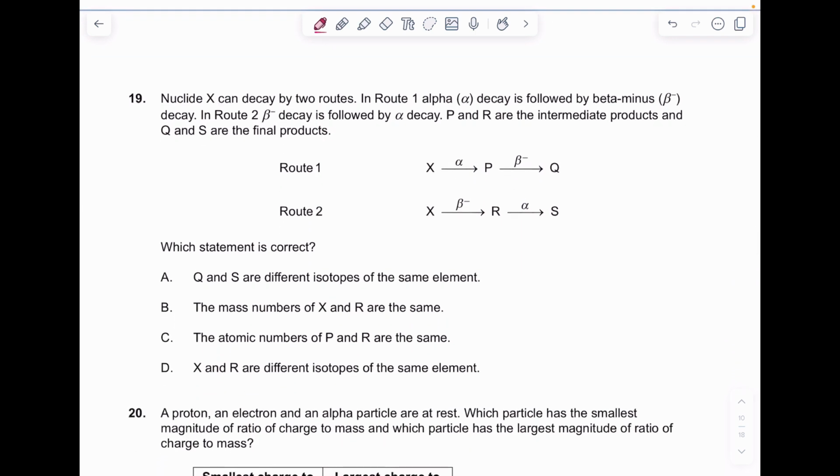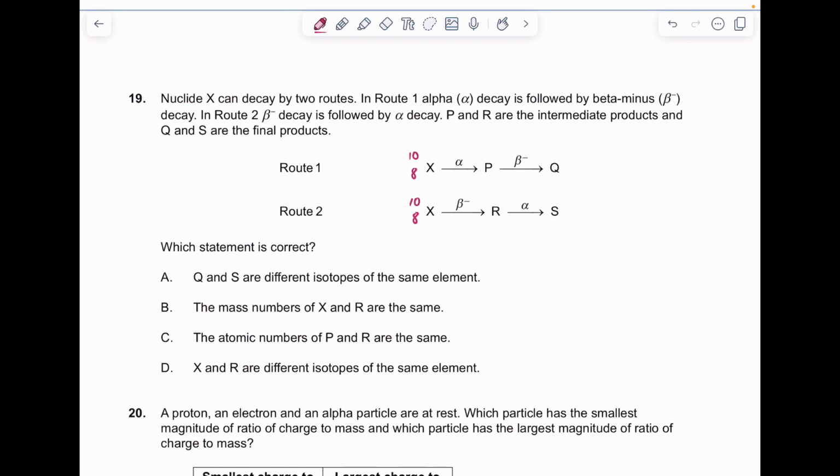Question 19. We've got nuclide X, a couple of decay routes, alpha then beta minus or beta minus then alpha, and we're asked which statement is correct in terms of mass numbers, atomic numbers being the same isotopes, different isotopes, so we need to think about how the numbers are changing. So I'm just going to assign some random numbers to nuclide X. Let's make it 10 and 8, so I've got enough numbers to play with in terms of the two decays.